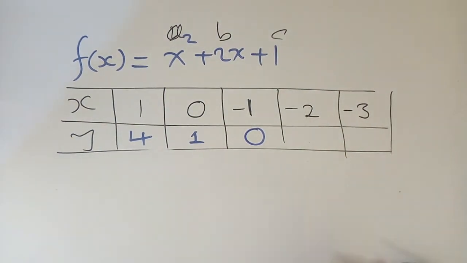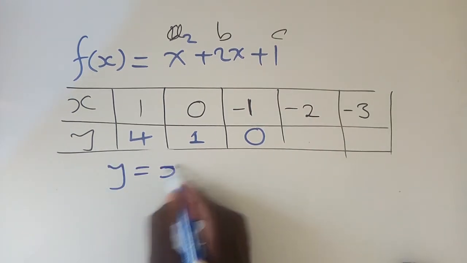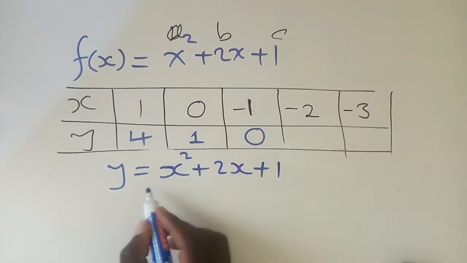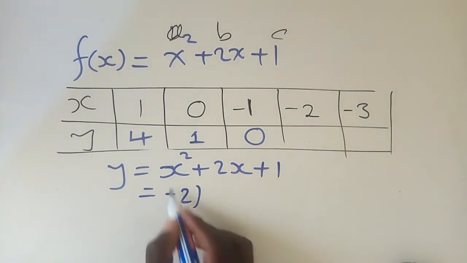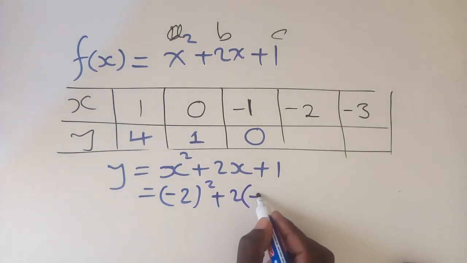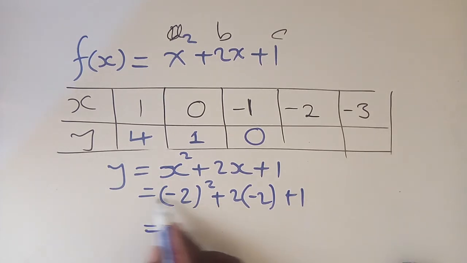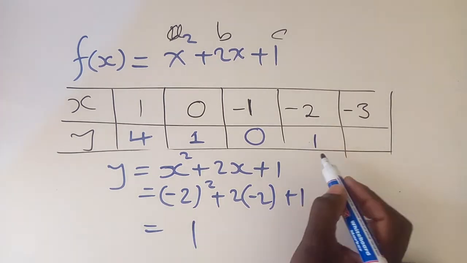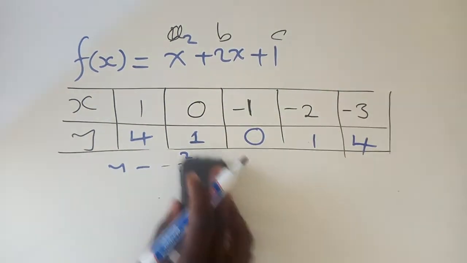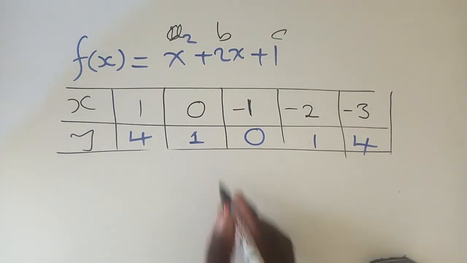We go to the next one. Here, y is equal to x squared plus 2x plus 1. We put -2 where we see x. When we work it out, the value of y is equal to 1. And even here, for -3, when we work it out, we have 4. Now we have the coordinates. These coordinates are very, very important.